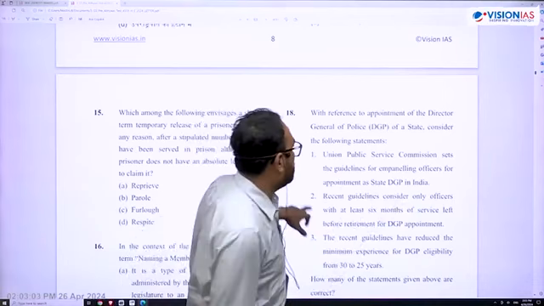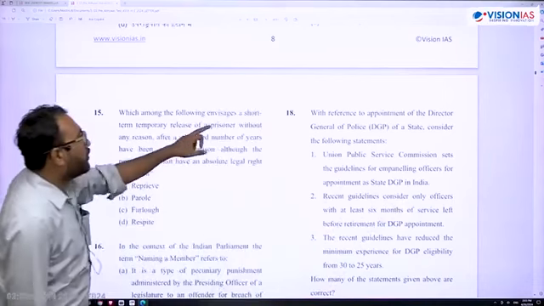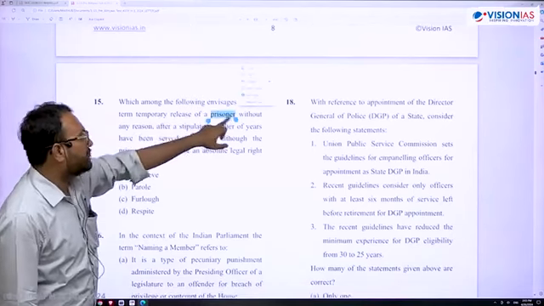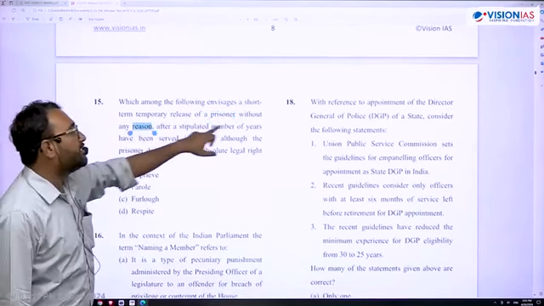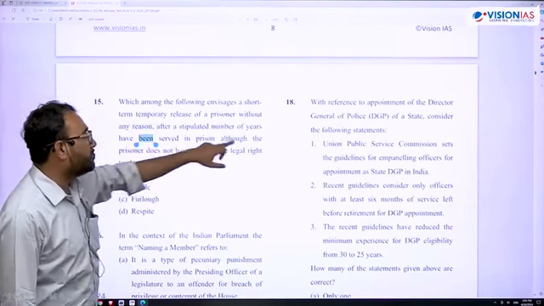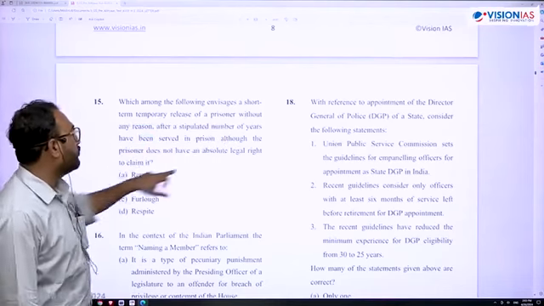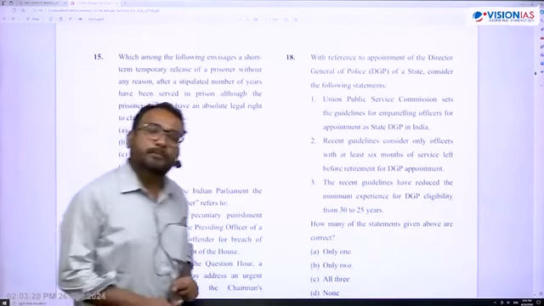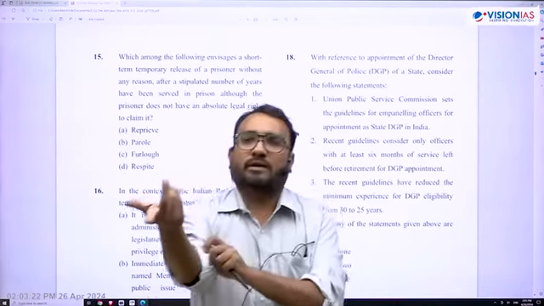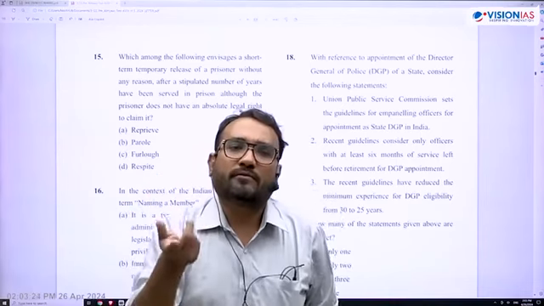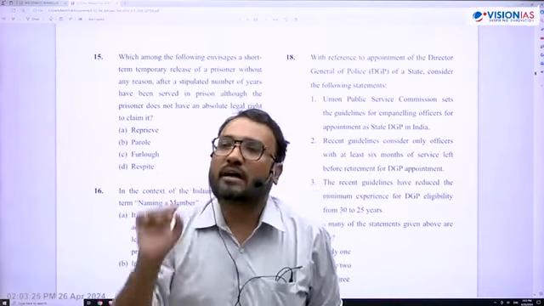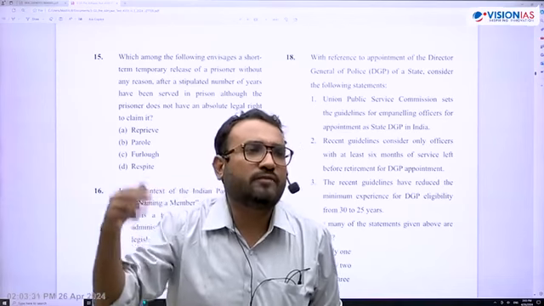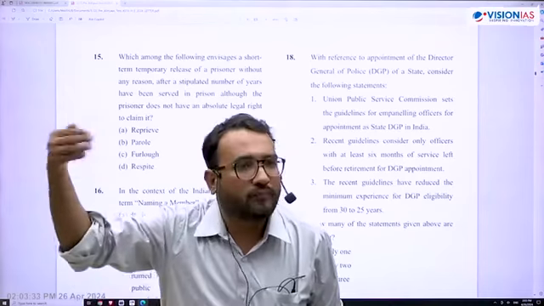Let's go to this question, which says, which among the following envisages a short-term temporary release of a prisoner without any reason after a stipulated number of years have been served in prison, although the prisoner does not have an absolute legal right? Answer should be furlough. Why? Others we'll discuss. Reprieve, what is reprieve? A temporary stay on the execution of a sentence, generally a death sentence, to give the person time to file for a remission.